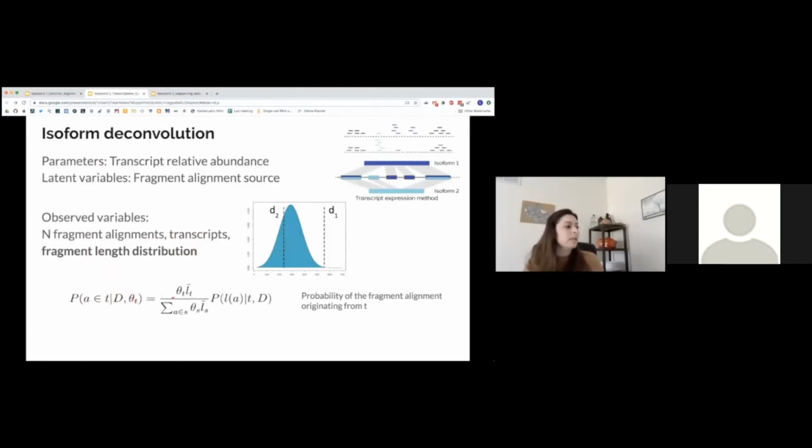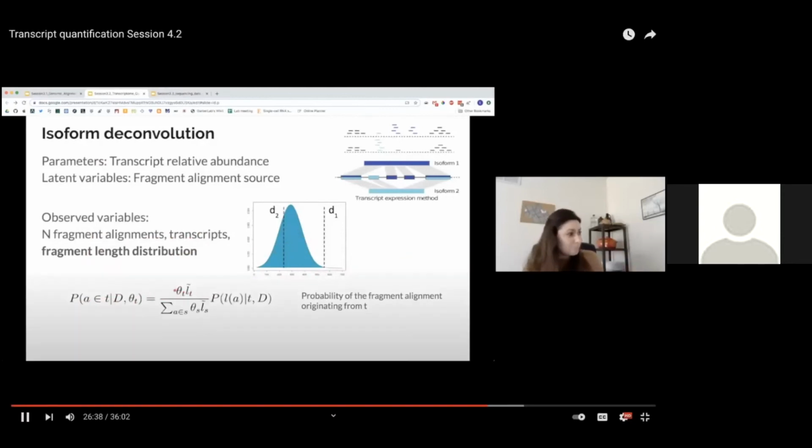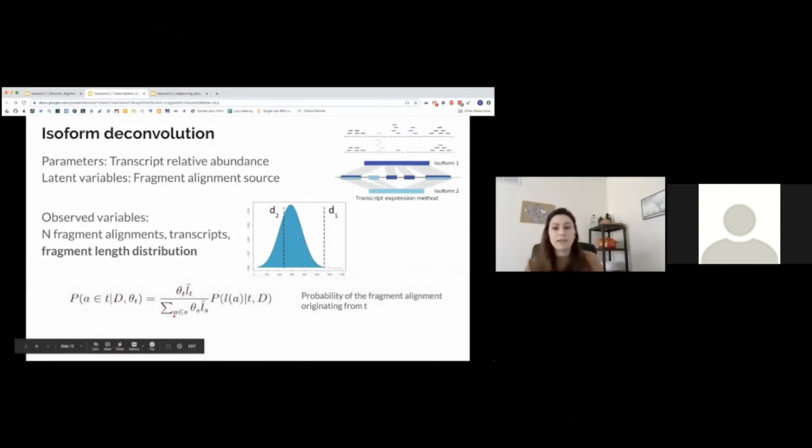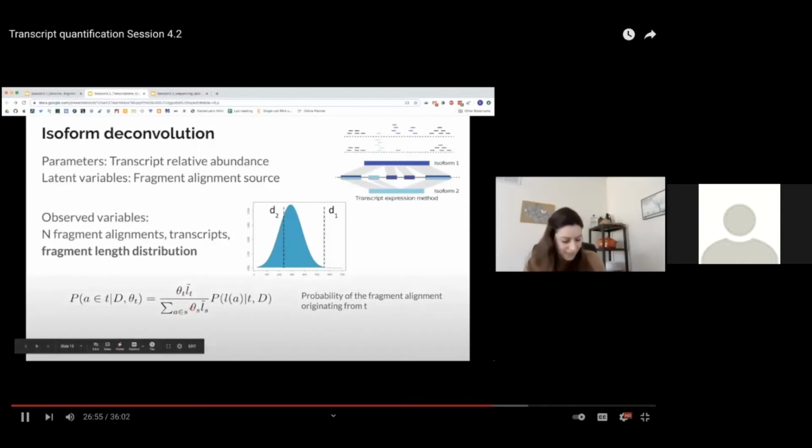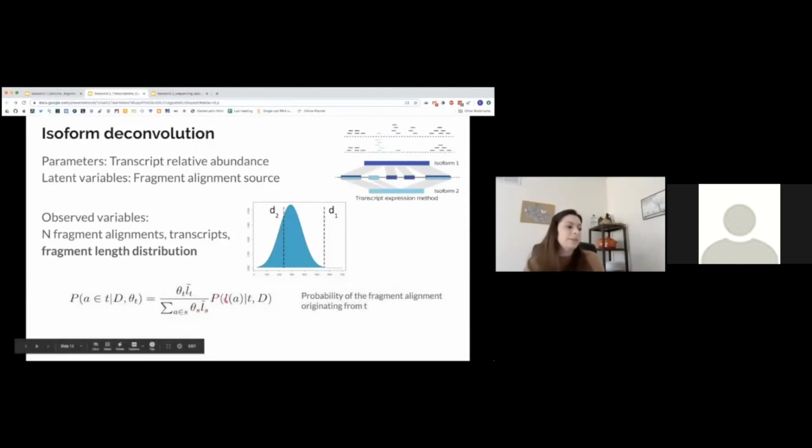is going to be equal to the fragment abundance multiplied by the transcript length divided by the sum, for every other transcript that read maps to, of the fragment relative abundance multiplied by that transcript length, and that will be multiplied by the probability that a given alignment with the length of L between the two reads is originating from transcript T given the distribution D.